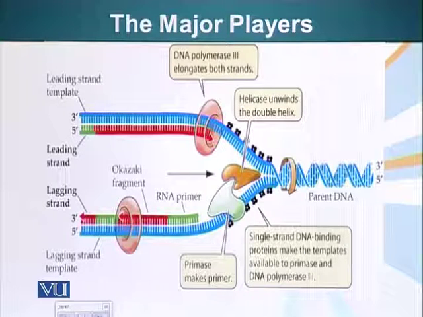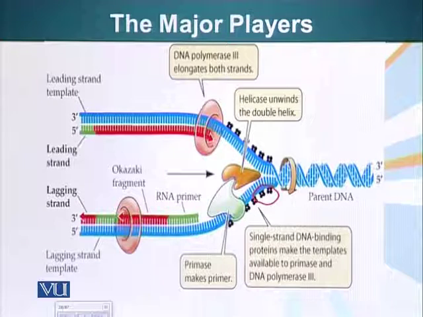There are special proteins called single-stranded DNA binding proteins. Here we can see them in black. They bind DNA strands and keep them from coming back together. When the two DNA strands come together and form those hydrogen bonds, it's called annealing of the DNA. These proteins, single-strand DNA binding proteins, prevent that from happening.